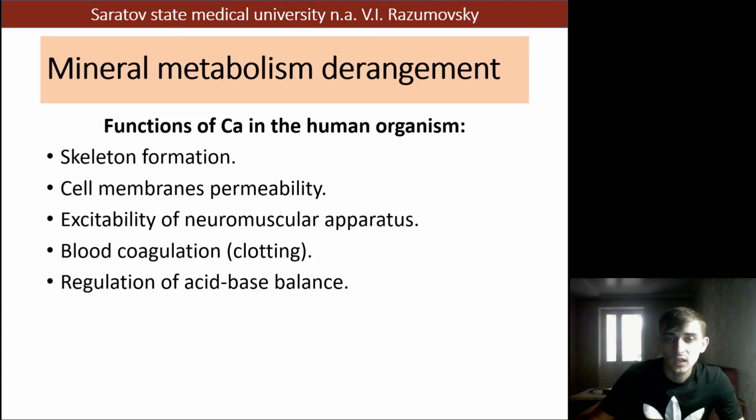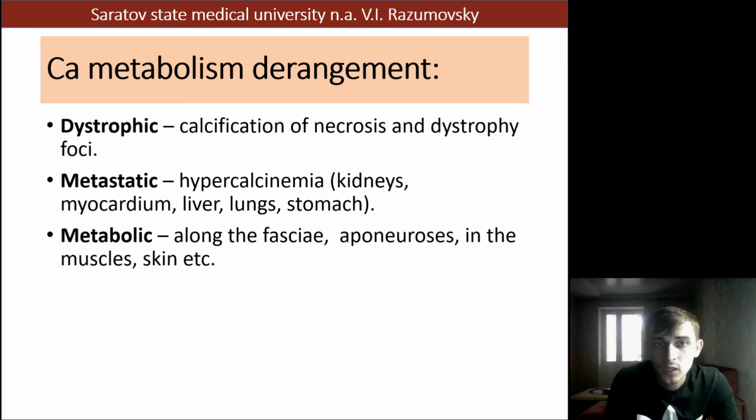Derangement of calcium metabolism may have three mechanisms. It will be dystrophic: calcium may be localized in areas of necrosis and dystrophy. Metastatic, associated with hypercalcemia, and also we may find calcification in kidneys, myocardium, liver, lungs, and stomach. And metabolic, in lungs and fatty tissue, aponeuroses, muscles, skin, and in other mucous membranes, for example.